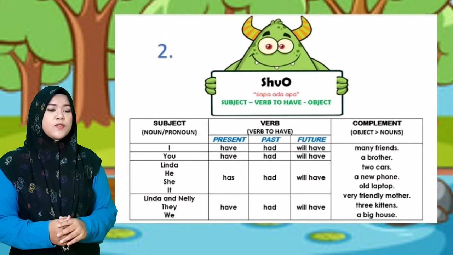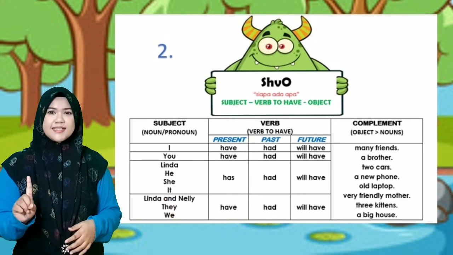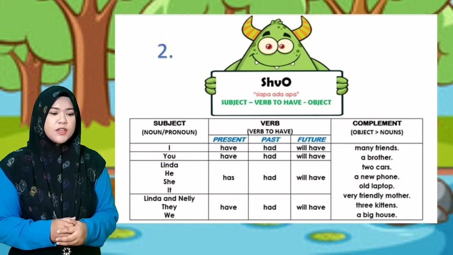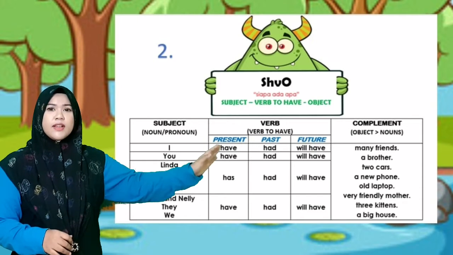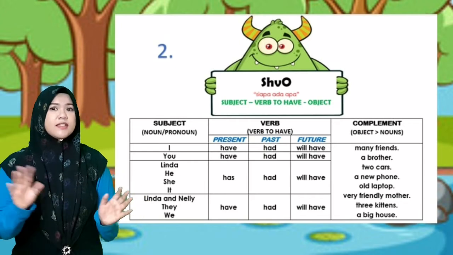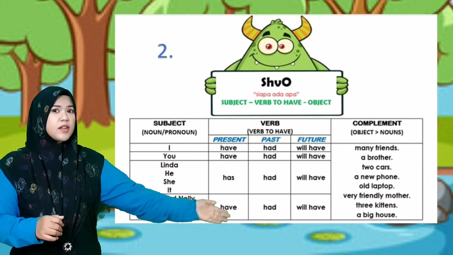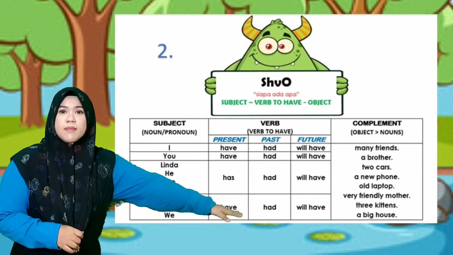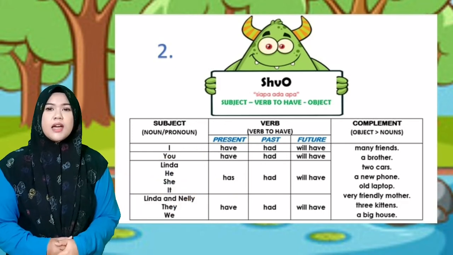So for present tense, kita pakai either have or has, tak boleh pakai had. And then for past tense, we use had. Semua had, that one don't worry. And last one, kalau untuk future tense kita pakai will have. Kita tak boleh pakai will had. Will have tak kira lah apa singular ke plural ke. And then for the complement part, untuk bahagian complement yang terakhir sekali, you put noun.